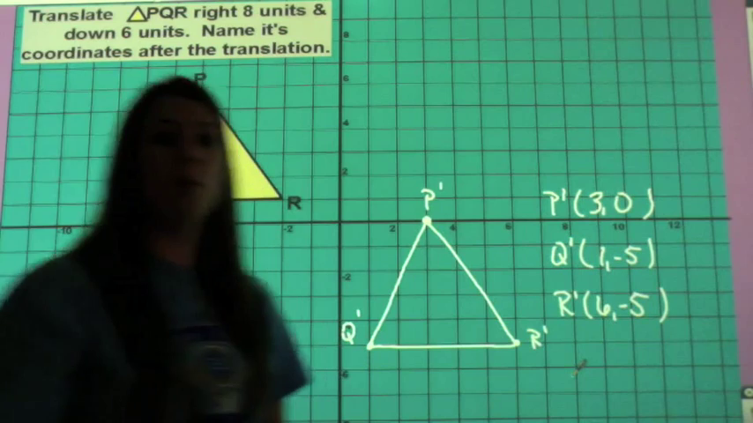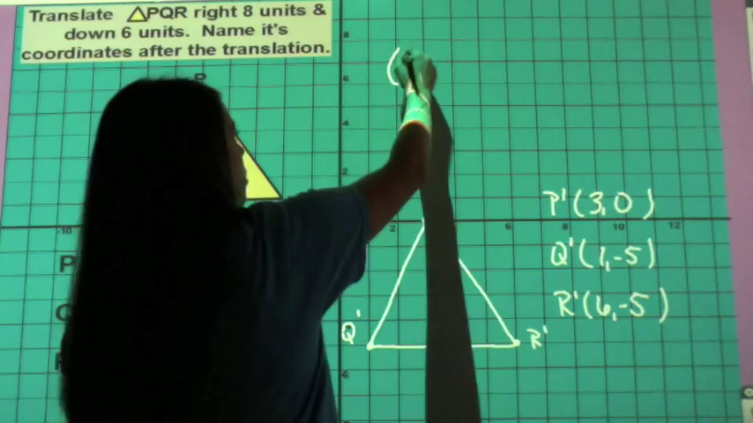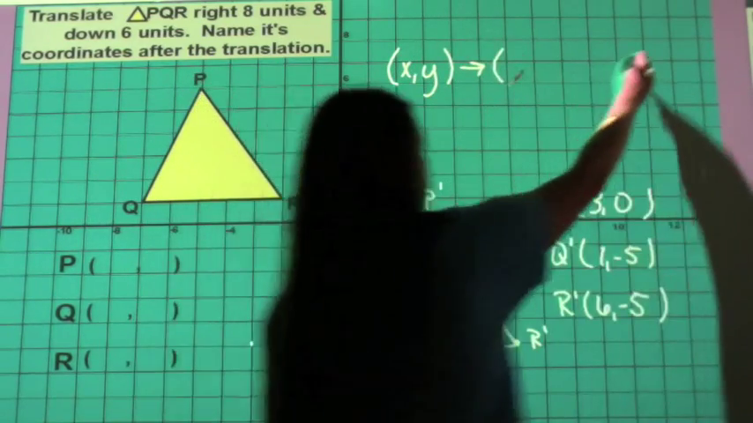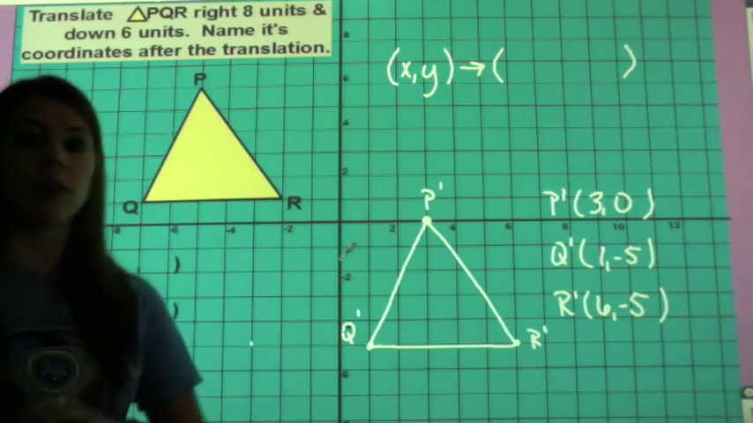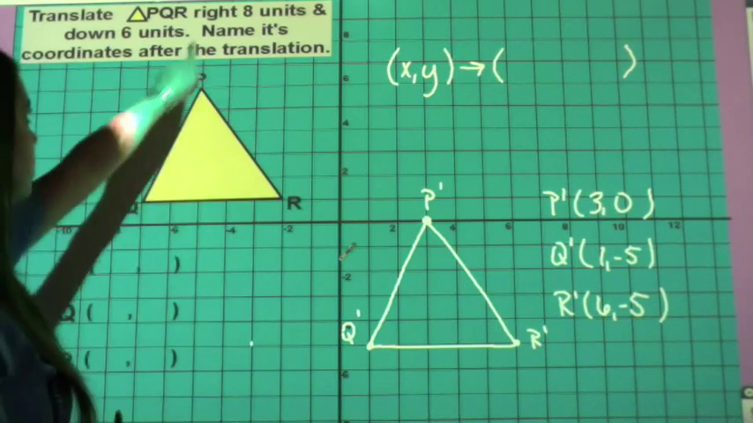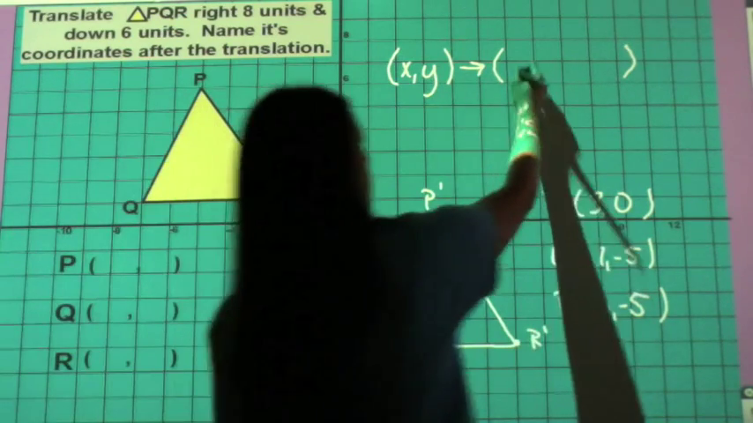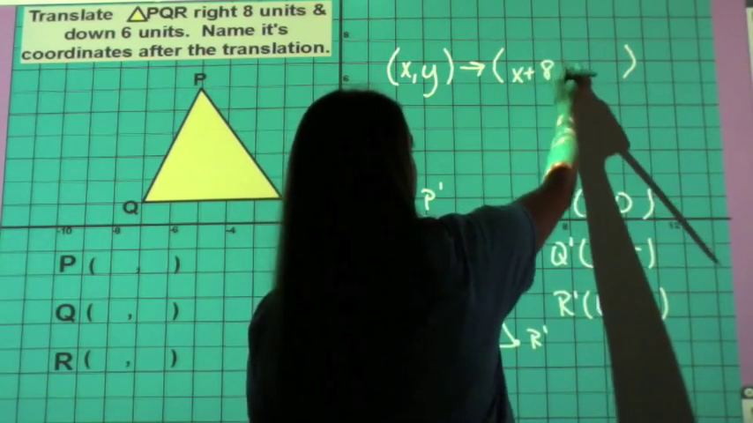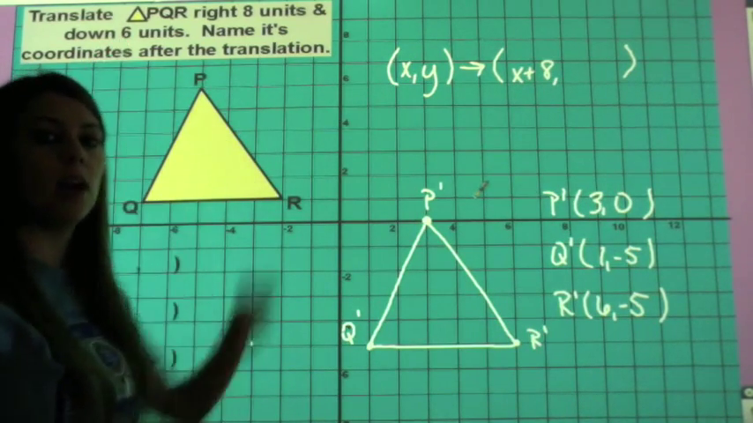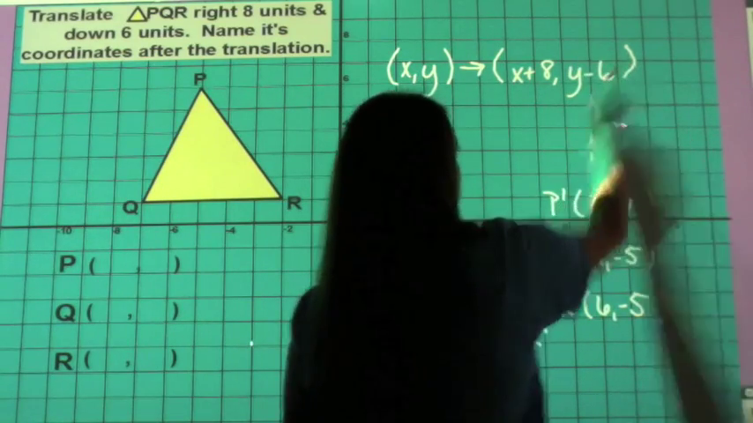Okay? To come up with a rule, let's go over our rule again. The rule always starts with x, y, with an arrow. It's an arrow notation rule. And there's two things that happen. It moved right or left, and then it moved up or down. So it says it moved to the right 8. So we know moving to the right is plus. So it's going to be x plus 8, comma. Then it says it moved down 6. Down is the negative direction, so it's going to be y minus 6.